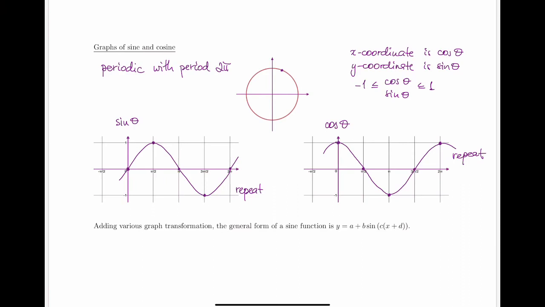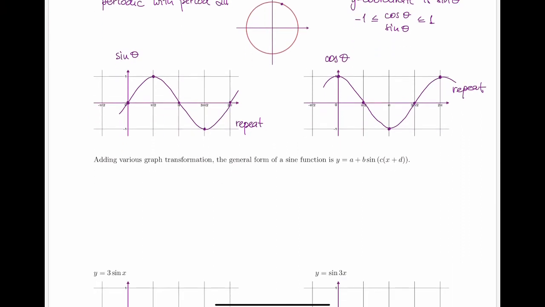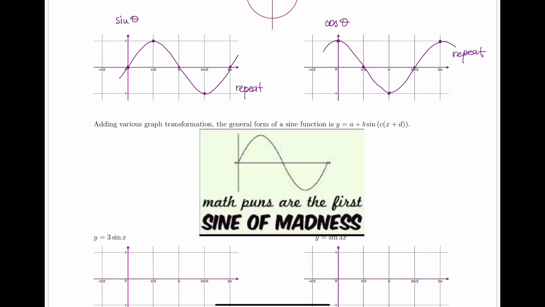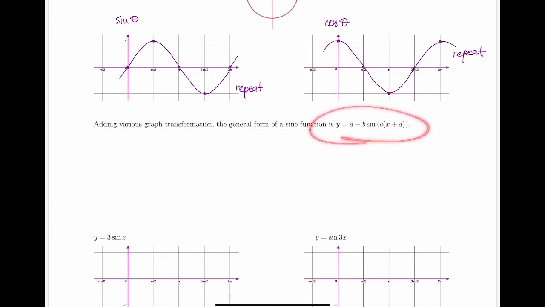Okay. These are the basic graphs of the sine and cosine functions. We can also apply all types of transformations the way we have before to these functions as well. So this is the most general form written here. Remember what these things correspond to. The constant being added to the outside corresponds to the vertical shift.